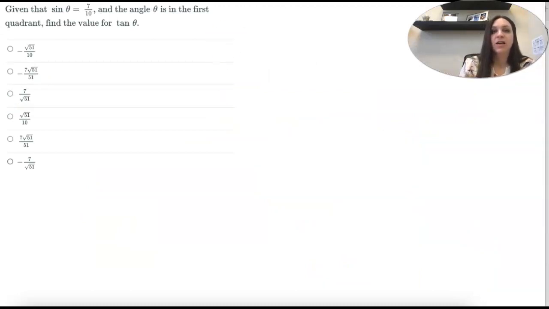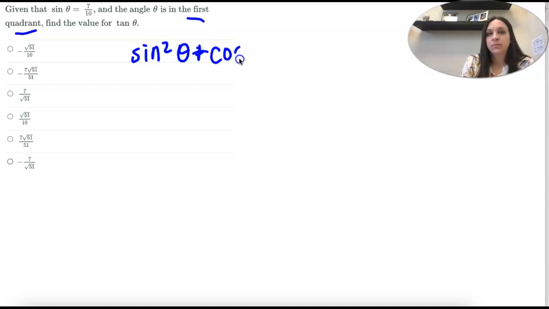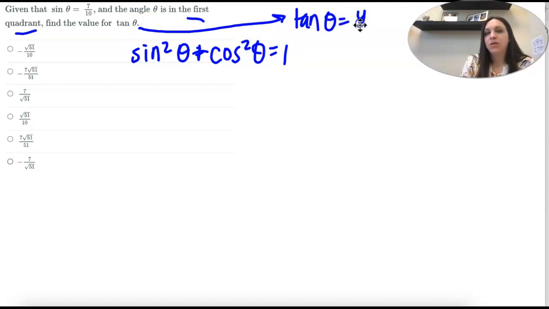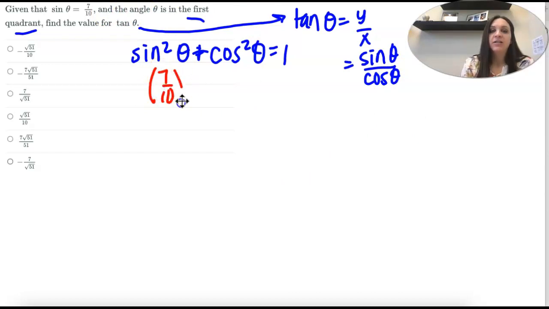Okay, given sine and the angle's in the first quadrant, find the value for tangent. So I'm going to start with the Pythagorean identity. Because tangent is y over x or sine over cosine. So we're going to get our values and then divide them. So sine is 7/10 squared.